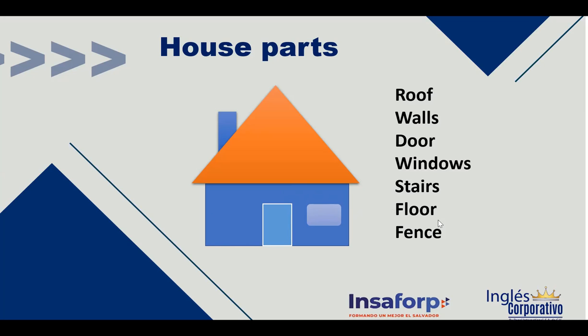The next one is floor. Floor, es el piso de la casa. Excellent. Then we have fence. ¿Conocían esta palabra? Es como cuando en el jardín ponen esas cosas de madera, que es como la cerca. Yes, you're right. That is the correct translation. Fence, la cerca. So we have roof, walls, door, window, stairs, floor, and fence. Esas son las partes de nuestra casa, ¿verdad?